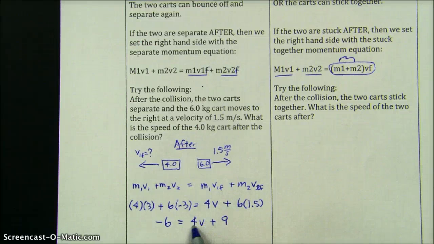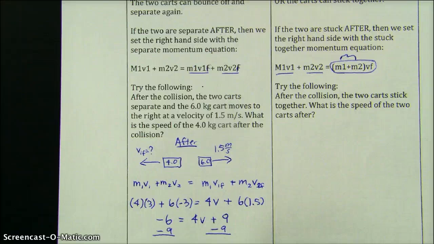We cannot add the 4 and the 9 together. We need to get rid of the 9. So minus 9 on both sides. This would be -15 equals 4V. And if we divide both sides by 4, we get that V is equal to negative 3 point something, -7.5. And the units, since it's velocity, are meters per second. So this is what happens if they bounce off.